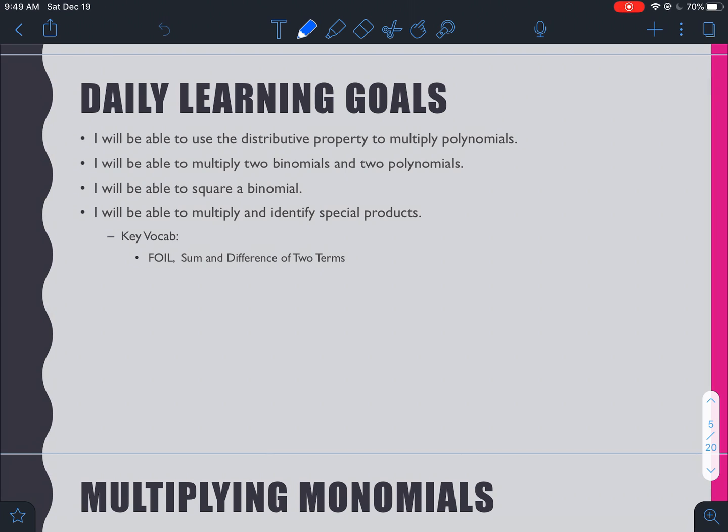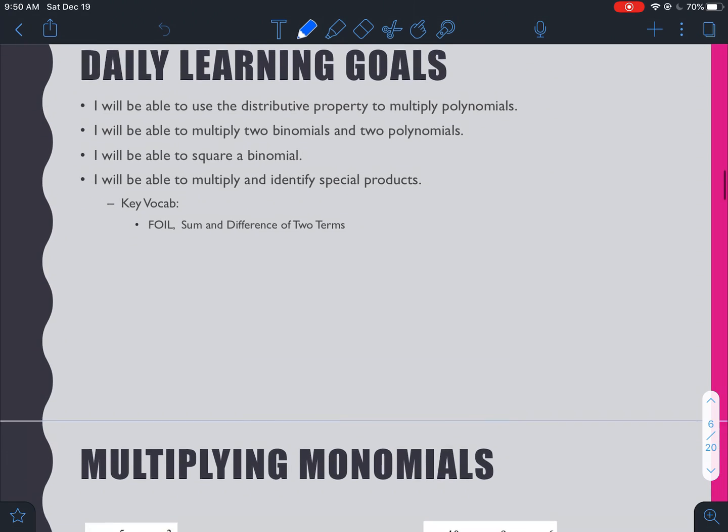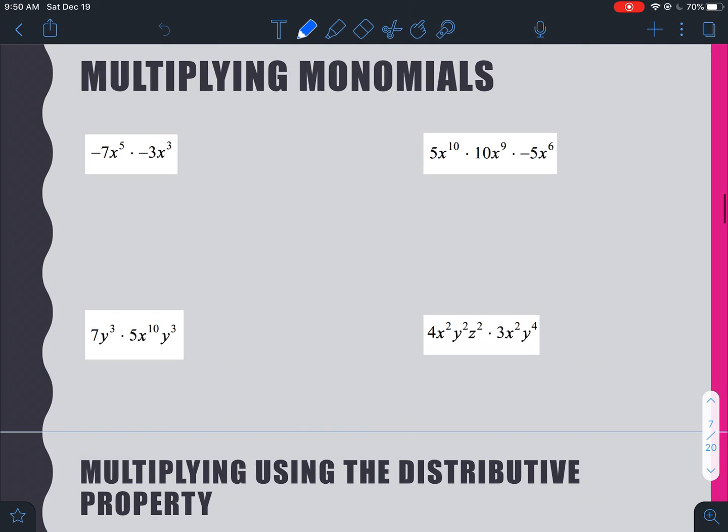So today we are going to talk about how to multiply polynomials. We'll start by using the distributive property, which we've done a couple times in the past. We'll talk about how to multiply two binomials and two polynomials. I'll show you two different methods for doing that. One is just kind of like the distributive property, and one is using a multiplication box or a factor box. We will be able to square a binomial, so take a binomial times itself, and we will be able to multiply and identify some special products.